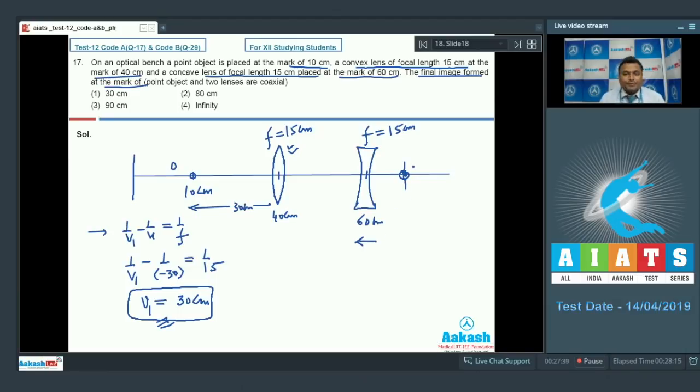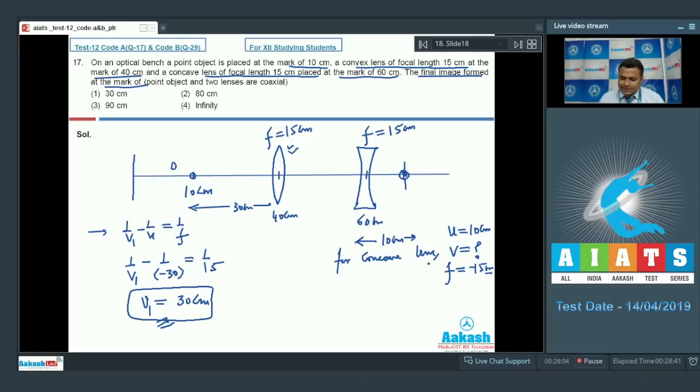The distance between object and concave lens is 10 centimeter, and that 10 will be positive because it is in right direction according to sign convention. So for concave lens we have U as plus 10 centimeter. Final image we have to calculate. Focal length of concave taken negative, minus 15 centimeter.